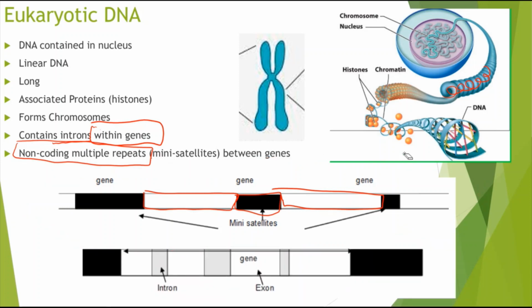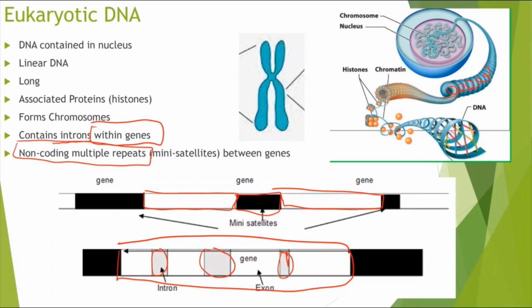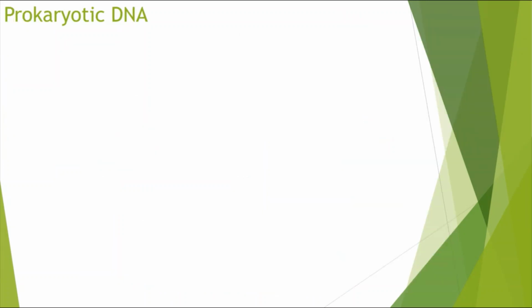If we're looking at the introns, this is our gene, and the introns, these non-coding regions, these gray ones, will be within the genes. So we have these exons, which are the coding regions. They are the only coding regions, but we have introns within the genes, which are non-coding, and we have the non-coding multiple repeats, which are between genes, and they are also non-coding.